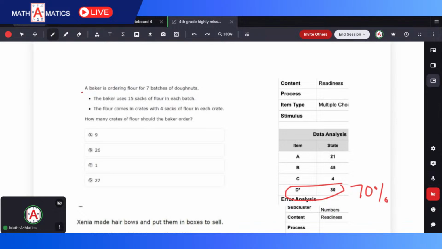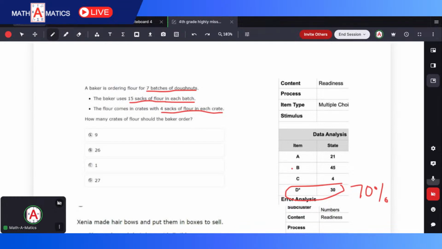So let's see here. A baker is ordering flour for 7 batches of donuts. The baker uses 15 sacks of flour in each batch. The flour comes in crates with 4 sacks of flour in each crate. How many crates of flour should the baker order? Oh, I can already guess what happened here. We see it all the time. If there is more than one step, our children choose that first step's answer.